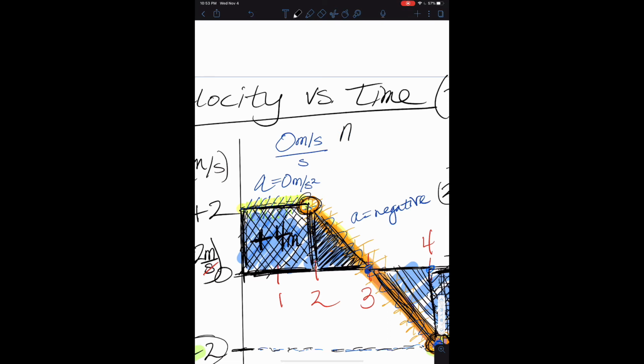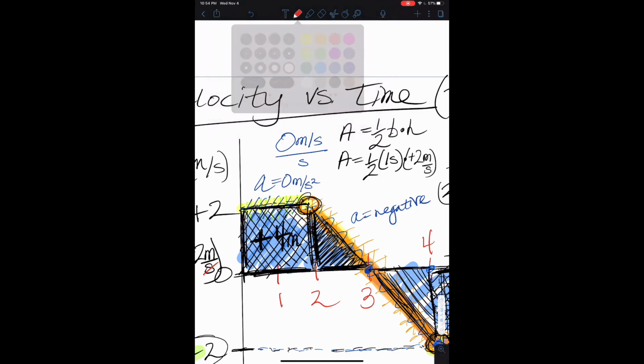All right, so anyways, if we get the area of this triangle, the area of a triangle is a little tougher, right? Area of a triangle is equal to 1/2 the base times the height. Well, the base here is only 1 second, and the height is positive 2. So we're saying then the area is equal to half of 1 second times the height, which is positive 2 meters per second. All right, notice what happens to the units.